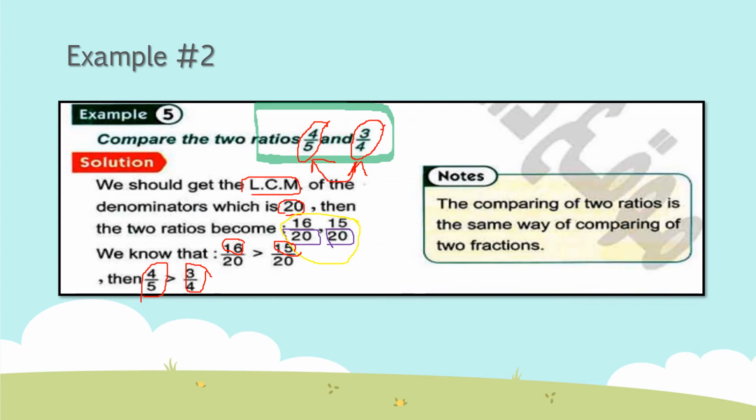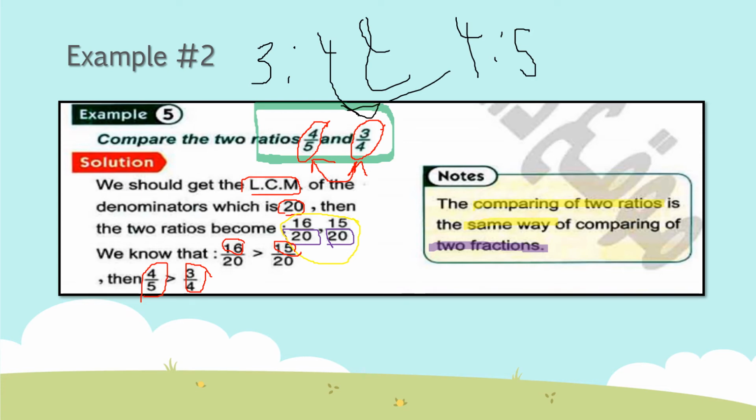And here it says, notice, the comparing of the ratios is the same way of comparing two fractions. So when we compare two ratios, it is the same as when we compare two fractions, because if it was in the form of a ratio with a 2 sign, like 3 to 4 and 4 to 5, we can also compare it by converting them to their fraction forms. So the comparing of two ratios is the same way of comparing two fractions.